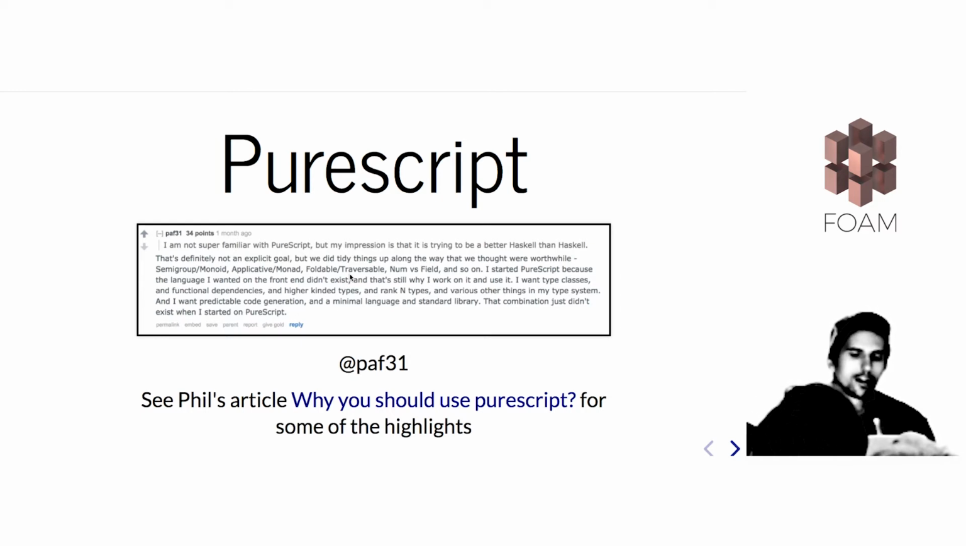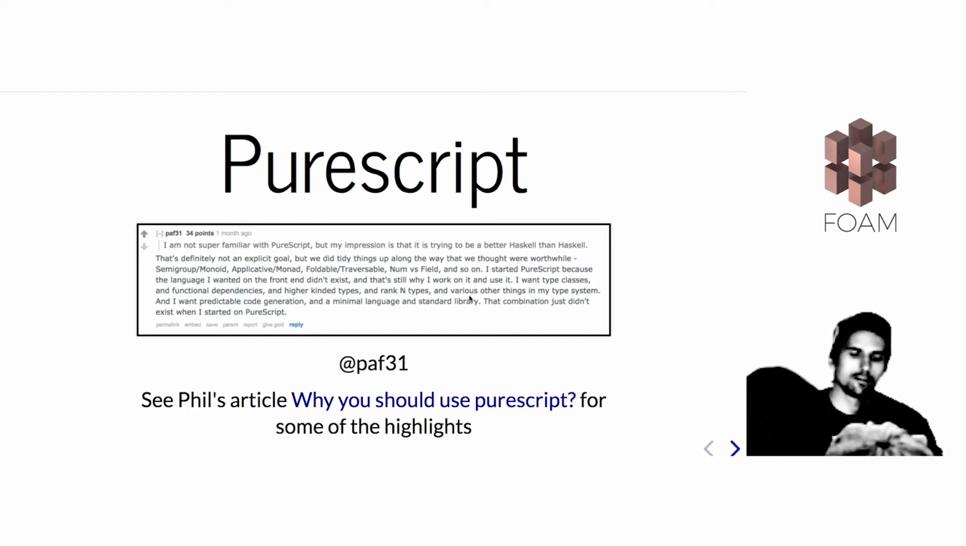I don't know if you can read it, so I'll read it out a little. Somebody points out, I'm not super familiar with Purescript, but my impression is that it's trying to be a better Haskell than Haskell. The answer is that that's definitely not an explicit goal, but we did tidy up some things along the way we thought were worthwhile: Semigroup, monoid, applicative, monad, foldable, traversable, num versus field, and so on. I started Purescript because the language I wanted on the front end didn't exist, and that's why I still work on it and use it.